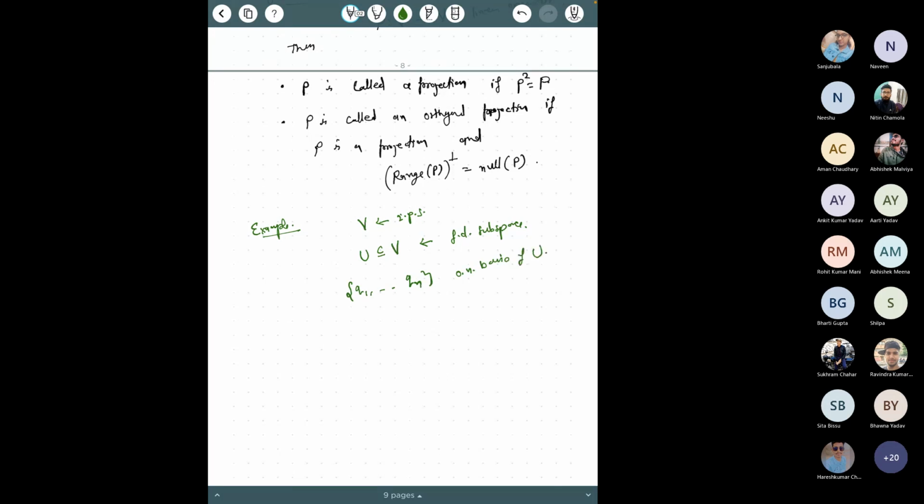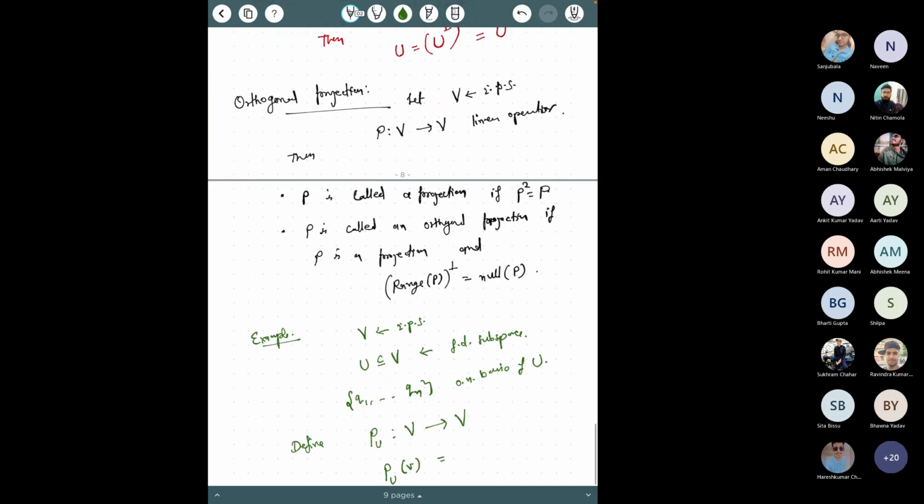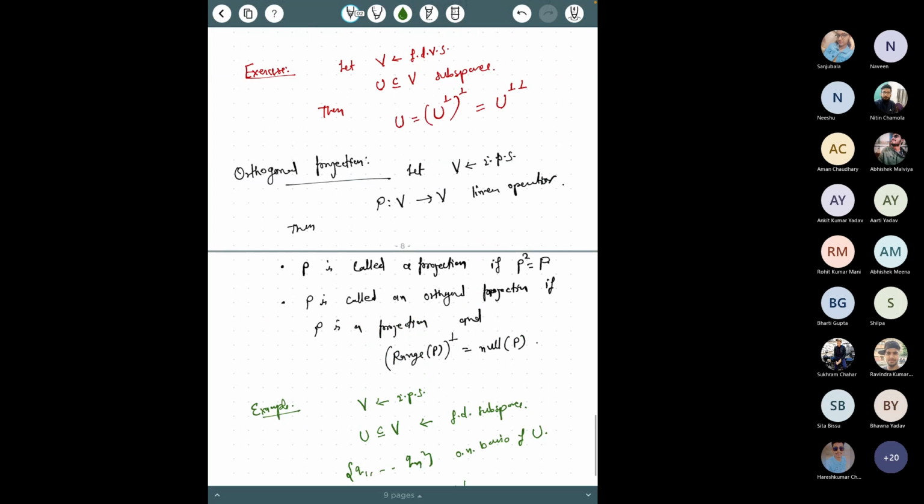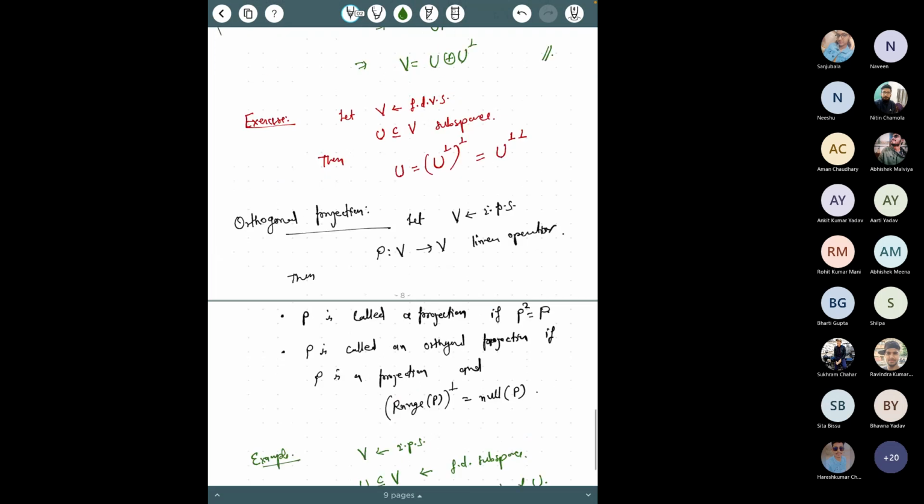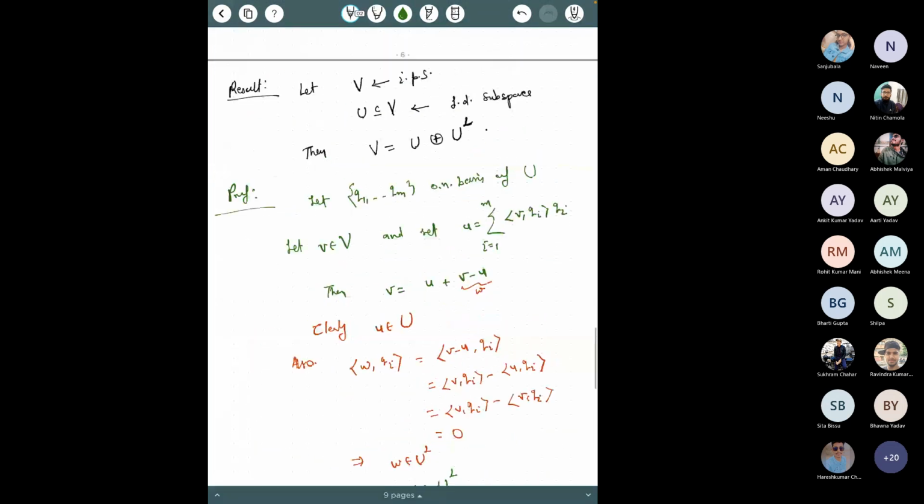You can define this map. Let us call this map P_U, so that means it's a projection on U, from V to V. How is it defined? You take any vector v in V, and then you can write v as a sum u plus w, where u is in U and w is in U perp. This we can do because of the previous result.